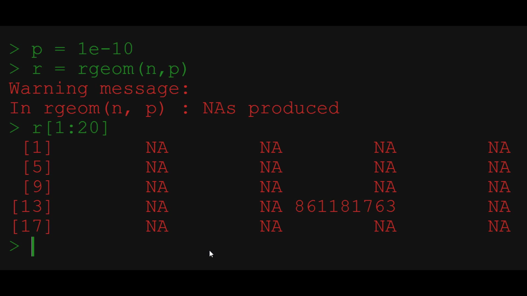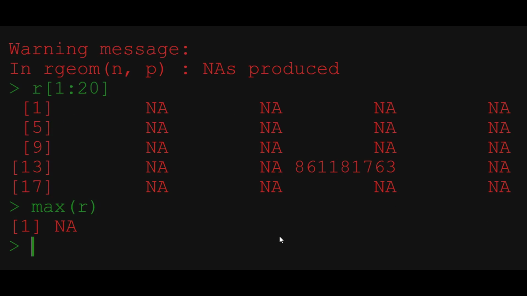It looks like p is already so small that for most of the observations in our vector, the loop does not give us a successful result, and the execution is interrupted. If we just write max of R, the answer will be NA. We need to tell R to exclude NAs and just look at the numbers.